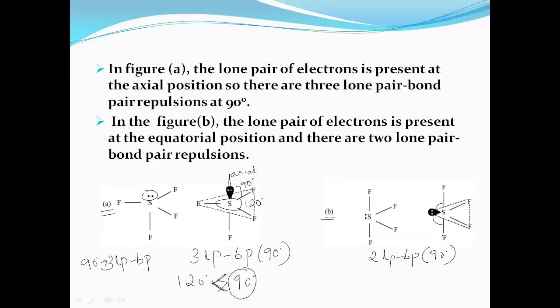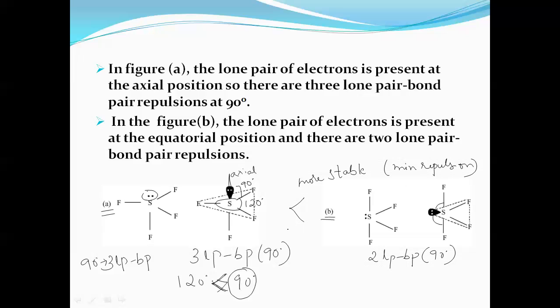As this is facing less repulsion when compared to figure A, figure B is more stable than figure A, because it faces the minimum repulsion. We know that the structure or shape with the minimum repulsion is more stable when compared to the shape with more repulsion.